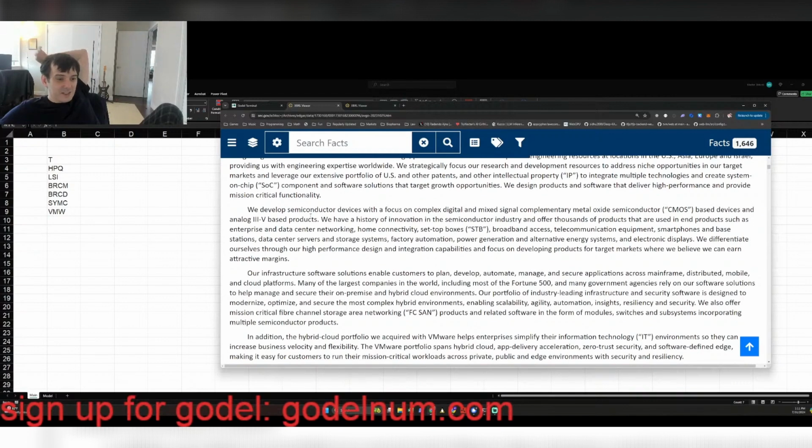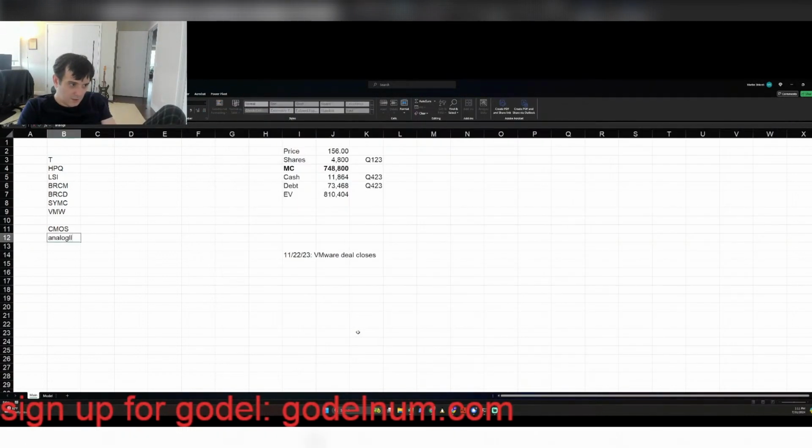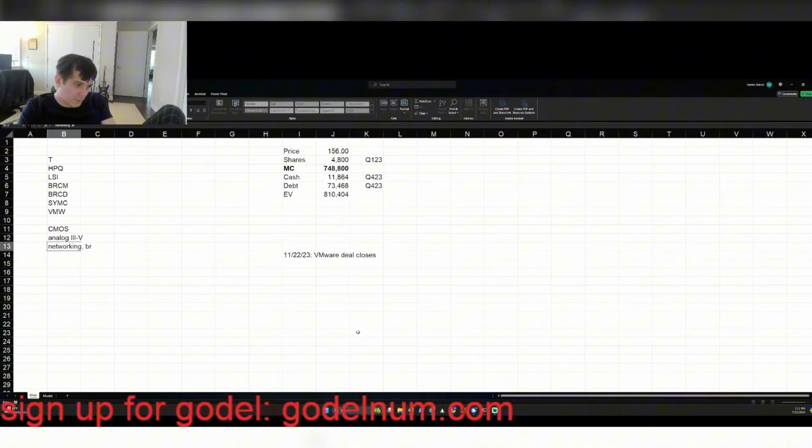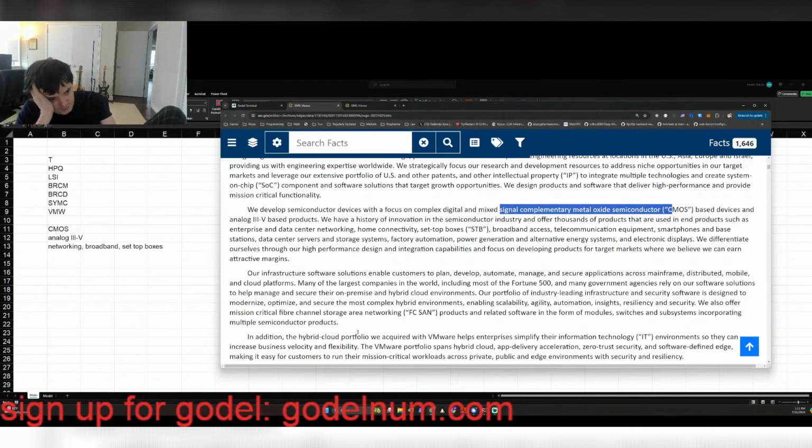companies. So they make CMOS, which is complementary metal oxide semiconductor. And analog 3 to 5, which I don't even know what that is, but we'll learn, right? That's the whole point. Networking, broadband, set-top boxes. Set-top boxes are kind of gone, huh? Okay, a lot of different stuff. Very diverse.